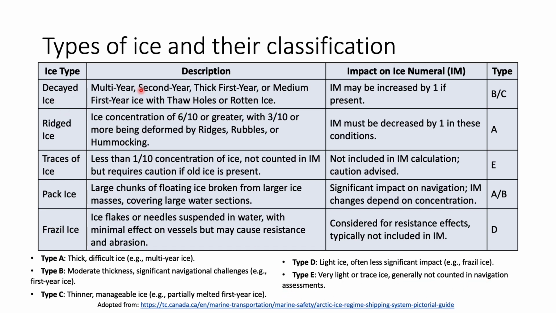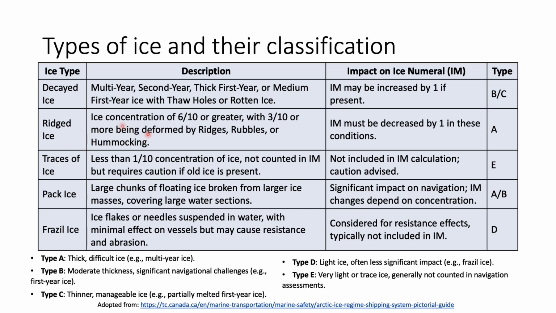So what is the decayed ice? This is multi-year, second year, first year or medium first year ice with thaw holes or rotten ice. So this is the major thing which is called decayed, that is already decayed. For example, when we say decaying, it means something is dead. So there are holes or rot in the ice. So that is what the decayed ice is. Its impact on ice numeral calculation is that it may be increased by 1 if it is present. So we will look at the ice numeral calculation in the later part.